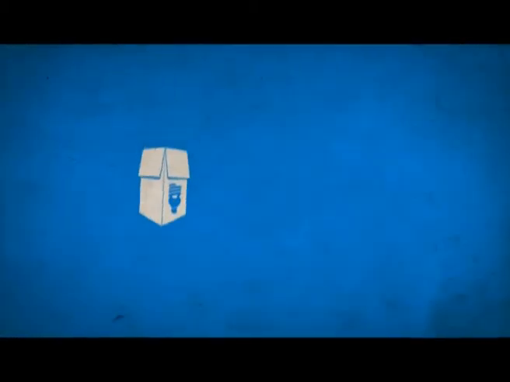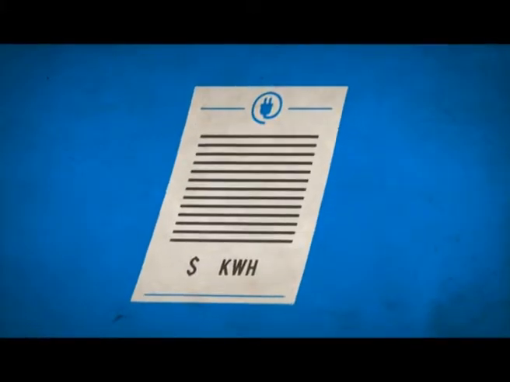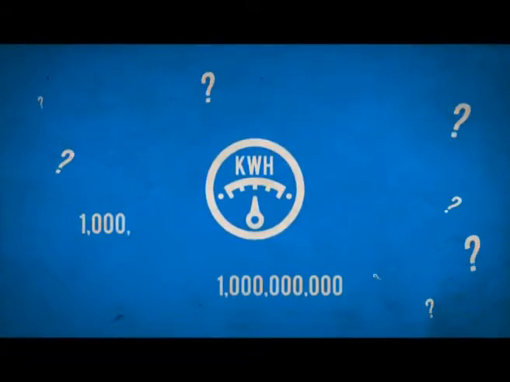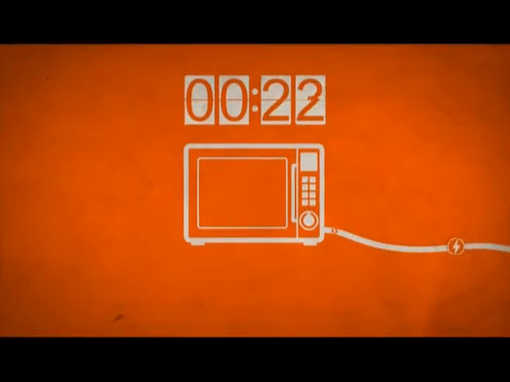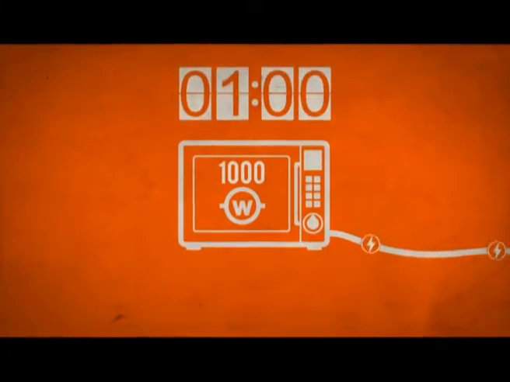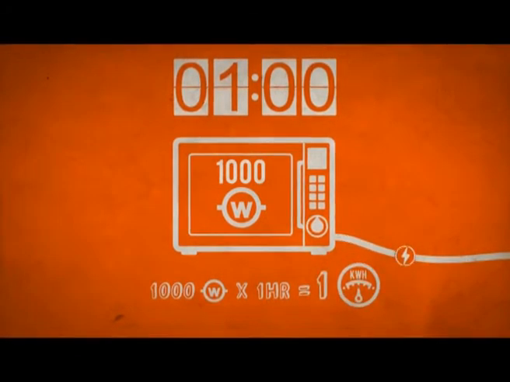When you buy a light bulb or a microwave, it tells you how many watts it is. But when you get your electricity bill, it measures power in something called kilowatt hours. What is that? Well, if you have a 1,000-watt microwave, that means for every second it is on, it is drawing 1,000 watts of power. If you ran your microwave for an hour, you used 1,000 watts for an hour, or a kilowatt hour.